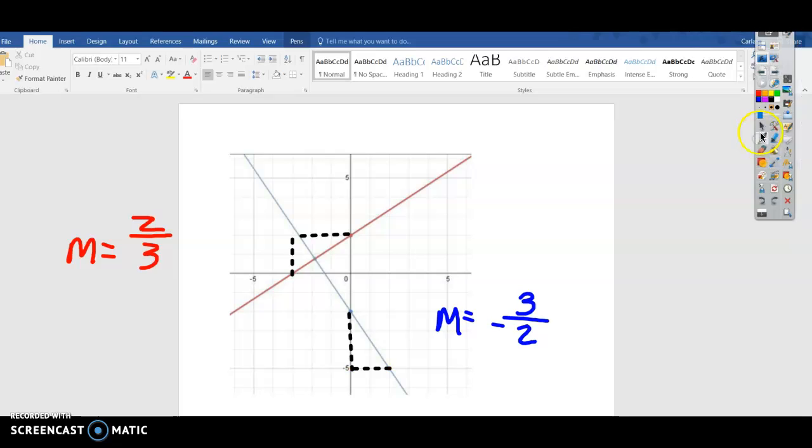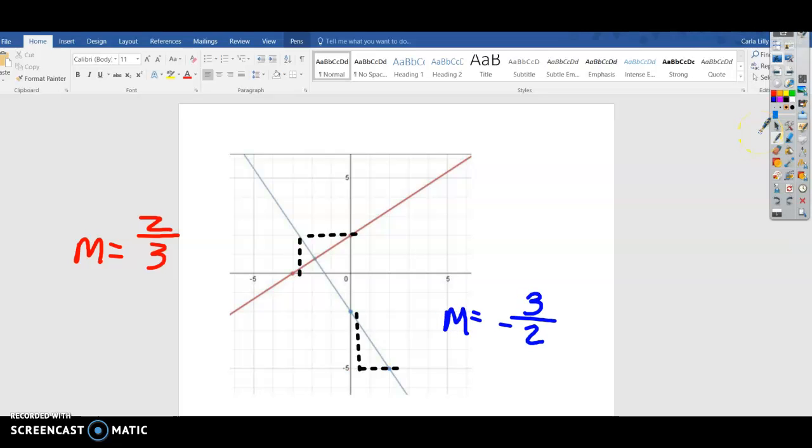Okay, so now let's compare these. Perpendicular lines have to have opposite reciprocal slopes. So if the slope of one line is 2/3 and the slope of the other line is -3/2, are those perpendicular? They're opposite because one's positive and one's negative, and this one's 2/3 and this one's 3/2. So those are perpendicular lines.